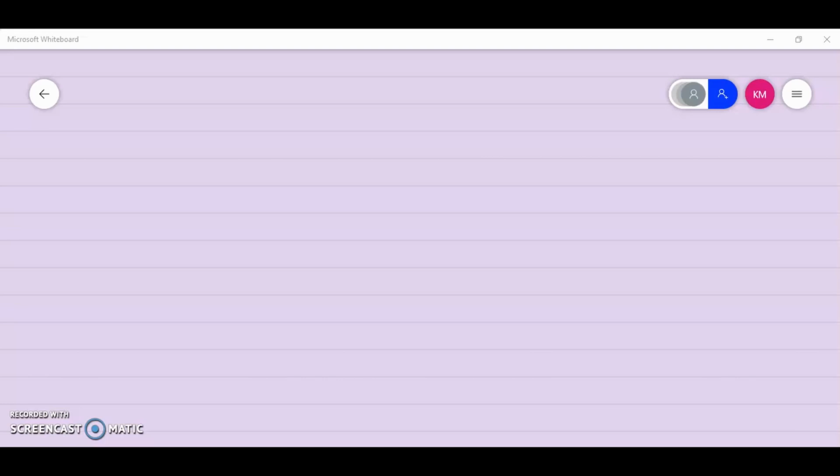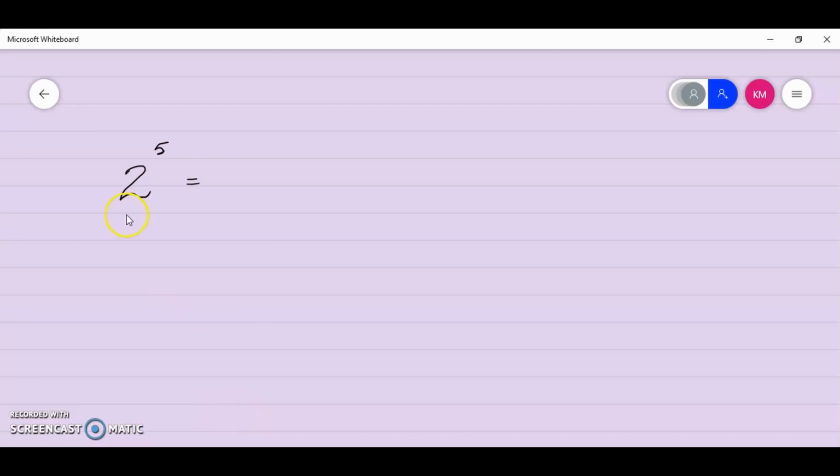Indices is the plural of the word index. Now, what is an index number? An index number looks like this. This is said to be a number written in index form.